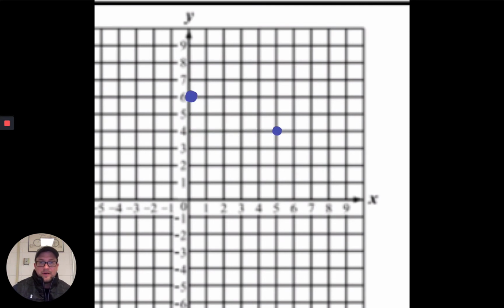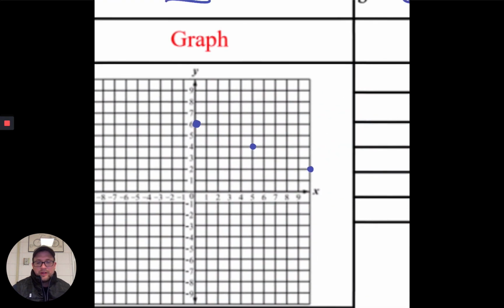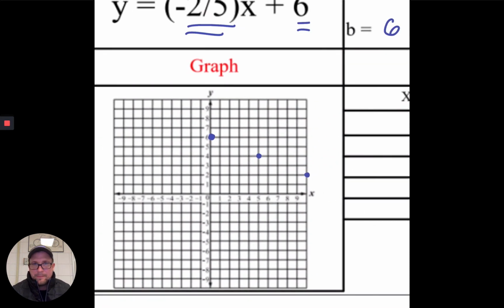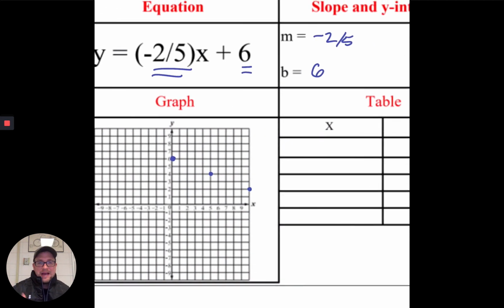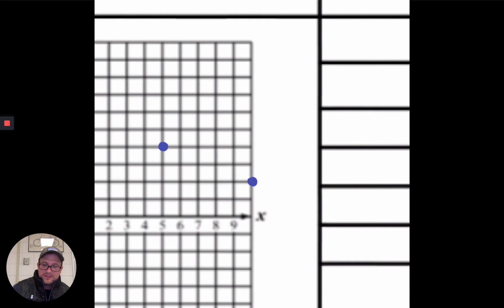Now again, let's try to follow that pattern and see if we get another point. If I go down 2, 1, 2, and over 5, 1, 2, 3, 4, 5, we get another point. Now, just to ensure that our graph is looking nice and clean and pretty, we should always try to find points in both directions. Now remember, the opposite of going down 2 and to the right 5 would be to go up 2 and to the left 5. And we can see that that works too.